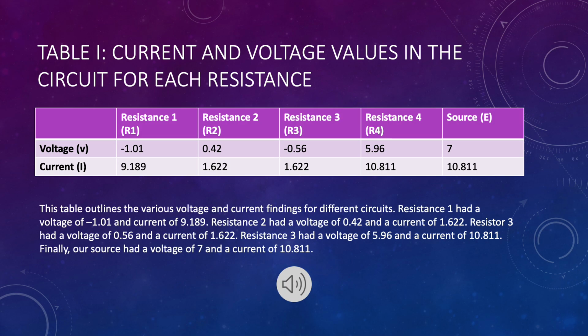Table 1: current and voltage values in the circuit for each resistance. This table outlines the various voltage and current findings for different circuits. Resistance 1 had a voltage of minus 1.01 and a current of 9.189. Resistance 2 had a voltage of 0.42 and a current of 1.622. Resistor 3 had a voltage of 0.56 and a current of 1.622. Resistance 3 had a voltage of 5.96 and a current of 10.811. Finally, our source had a voltage of 7 and a current of 10.811.